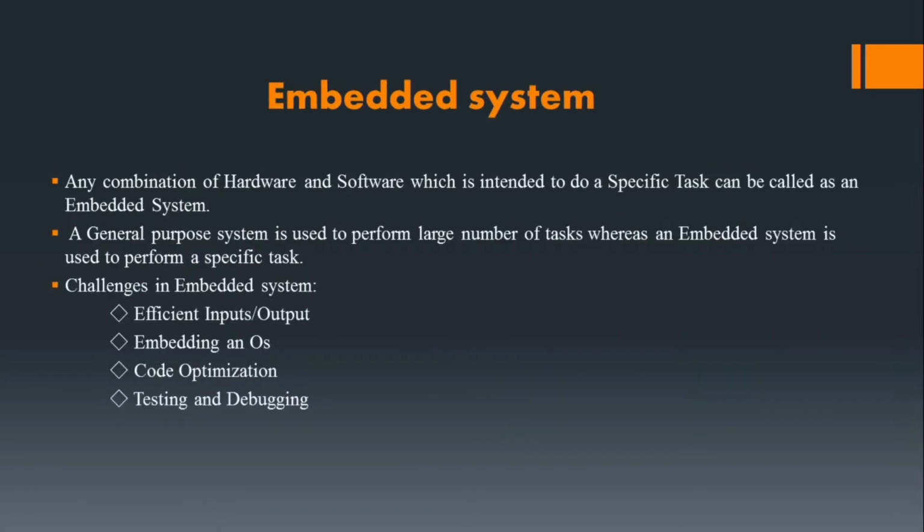And then next, embedded system. Any combination of hardware and software which is intended to do a specific task can be called an embedded system. A general purpose system is used to perform a large number of tasks, whereas an embedded system is used to perform a specific task. Next, the challenges that we face in an embedded system are efficient inputs and outputs, embedded OS, code optimization, and testing and debugging.